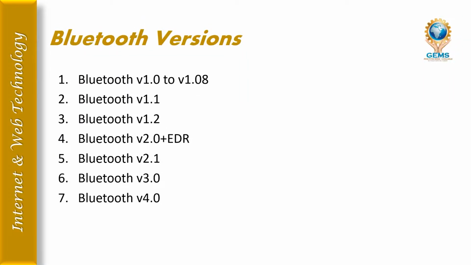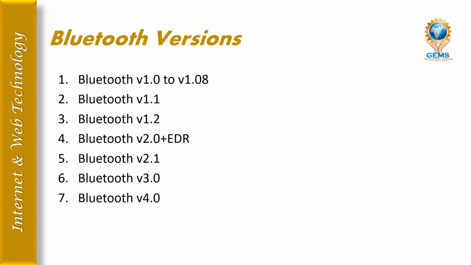First of all, we will see the Bluetooth versions. There are different versions available. First is Bluetooth version 1.0 to version 1.0B. That is the specification of this one, the mandatory Bluetooth hardware device address. The second one is version 1.1. The specification of this version is the IEEE standard 802.15.1-2002.